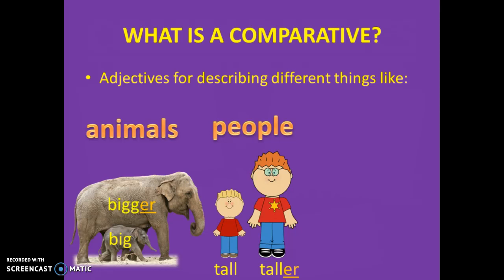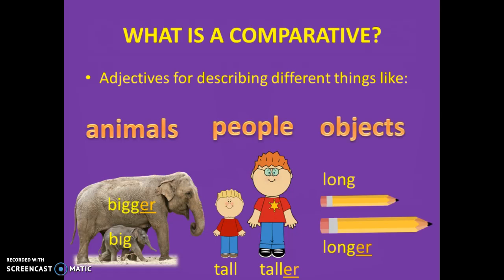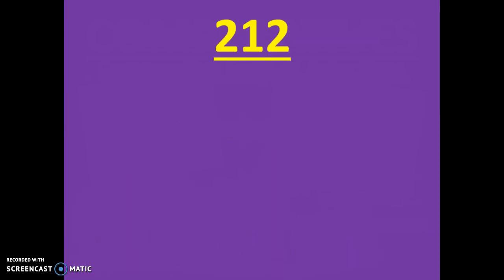We can also talk about objects. For example, we have a long pencil, but we also have a much longer pencil. Again, you'll see bigger, taller, longer. These are the comparatives. I want you to understand how to change base forms into comparatives. So we're going to do this using the 2-1-2 concept.